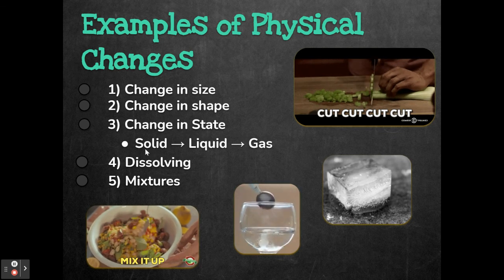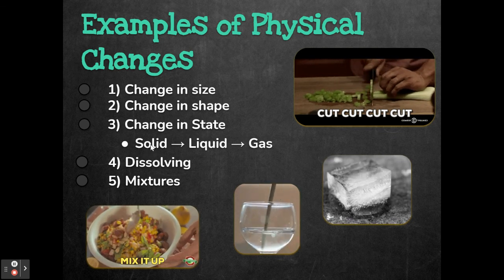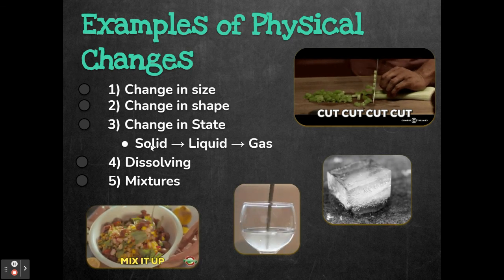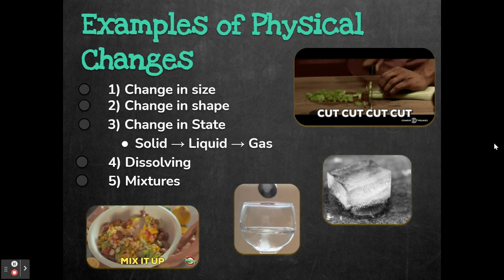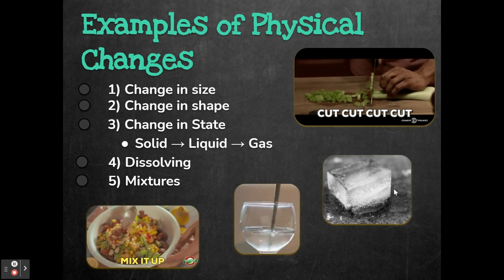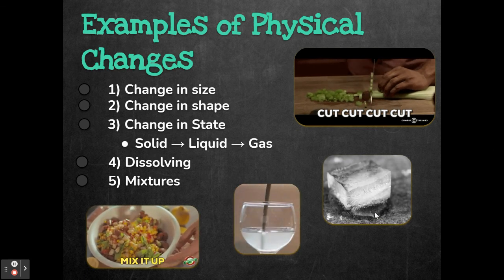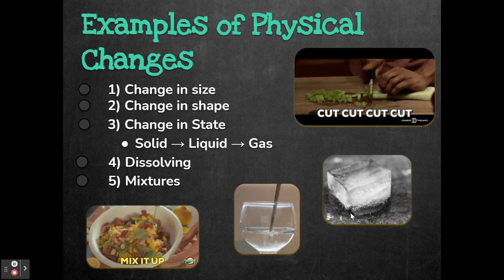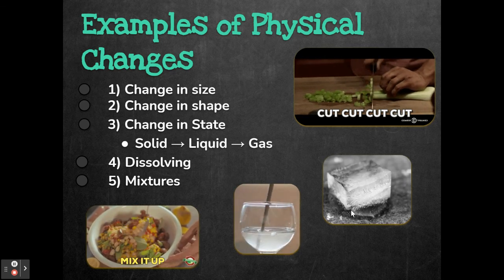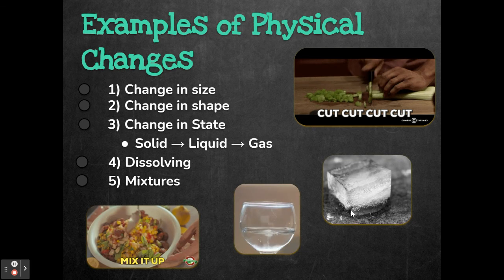A change in state. So something changes from a solid to a liquid to a gas. That's just a physical change. So for example, if you think about water, if you've got solid water, which we call ice, right here, it's still made of H2O. And if you melt it, it's just liquid water, it's still H2O. And then if you make it evaporate at boiling point, it's still H2O. You're just changing the state of it.